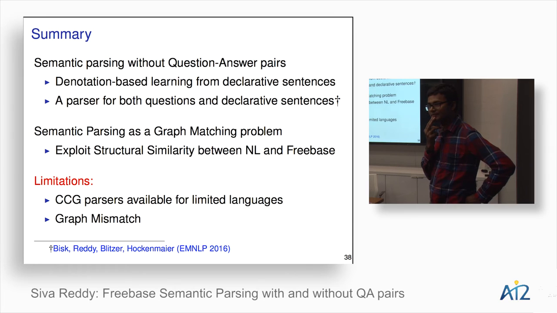I'm slightly confused about why this thing, I mean, I agree this doesn't require question answer pairs, but it requires CCG that needs to be learned from annotated examples and requires a lot of work, like you mentioned. So why would I want to use a thing that doesn't use question answer pairs if it makes me annotate CCGs by hand?